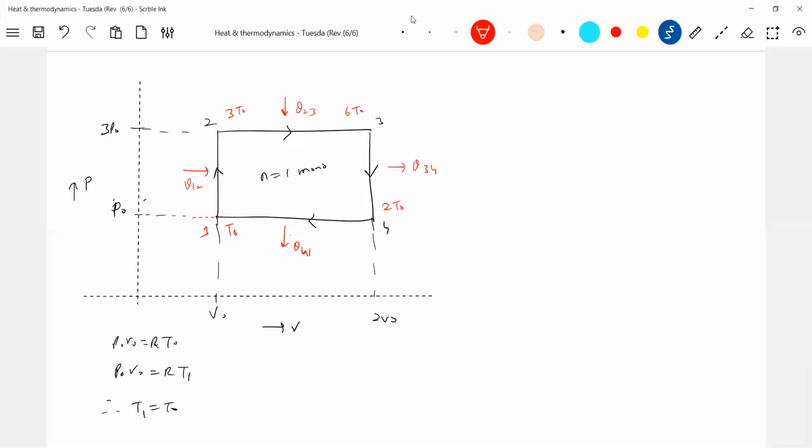What is the efficiency? How do you define it? Net work done by heat absorbed, or Q positive by Q negative. So I'm able to find the efficiency very easily. Net work done by Q positive. So what is the net work done? Area under the PV graph. This should be equal to 3 P naught minus P naught, times the volume change. This is the work done, and since it is a clockwise cyclic process, net work done should be positive.